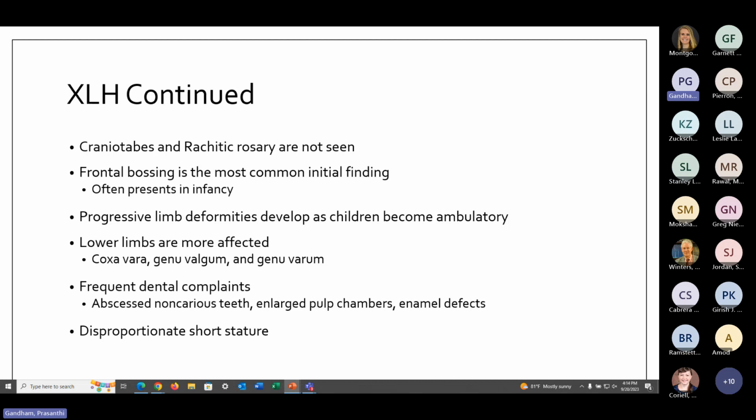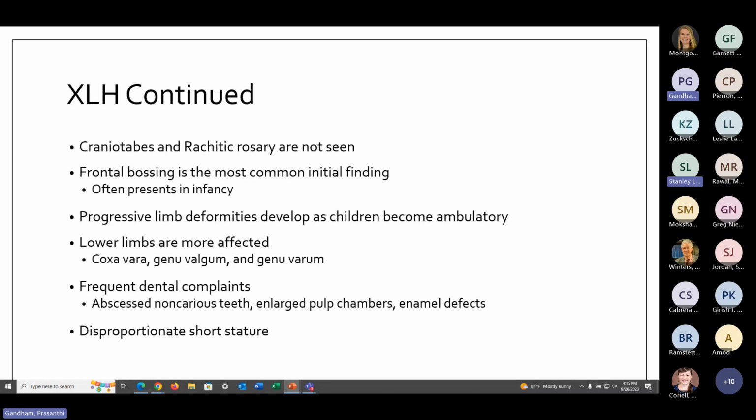There are frequent dental complications that are seen. You can have abscessed non-carious teeth, enlarged pulp chambers, enamel defects, and disproportionate short stature. In adults, presentation is often with short stature, bone pains, pseudofractures, and enthesopathy, which is inflammation at the site of tendon or ligament attachments.